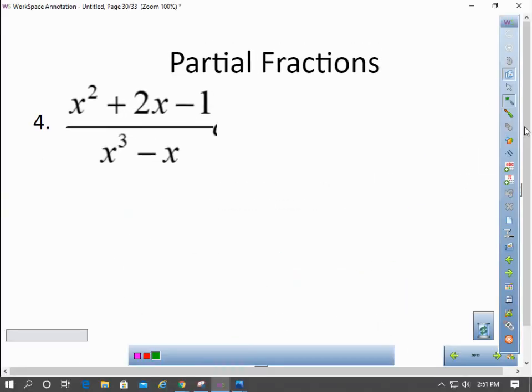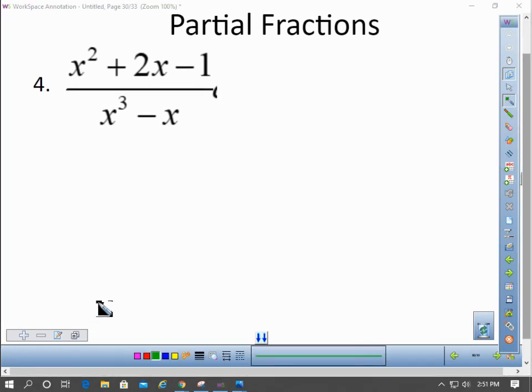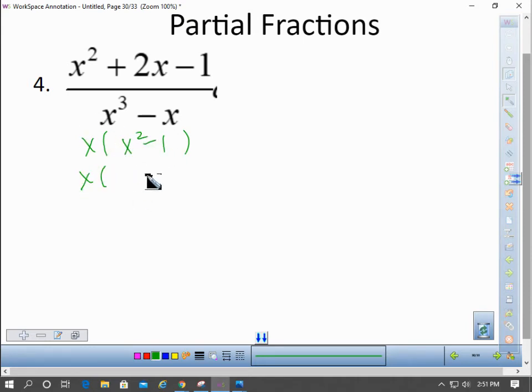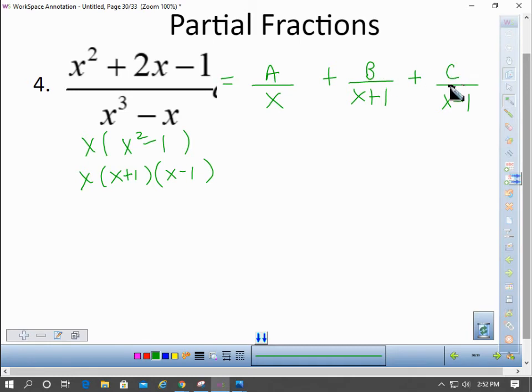All righty, we're just learning to do the partial fraction decomposition. And it's a straightforward algebraic process every single time. All right, we're going to factor this denominator, so I'm going to pull out an x. That'll leave me with x squared minus 1, and then I'm going to factor that term into x plus 1, x minus 1. All right, so I'm going to set this equal to those three fractions using these denominators. So x, x plus 1, and x minus 1, and then I'm going to call these a, b, and c.